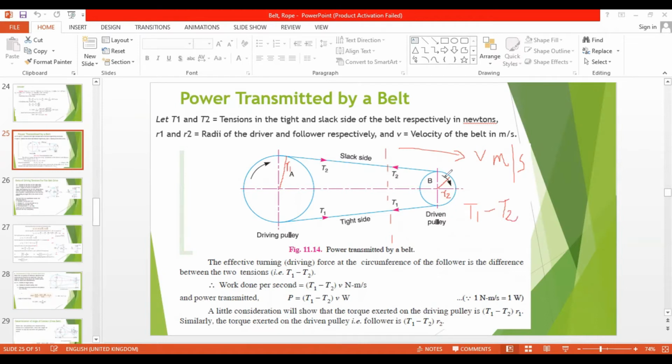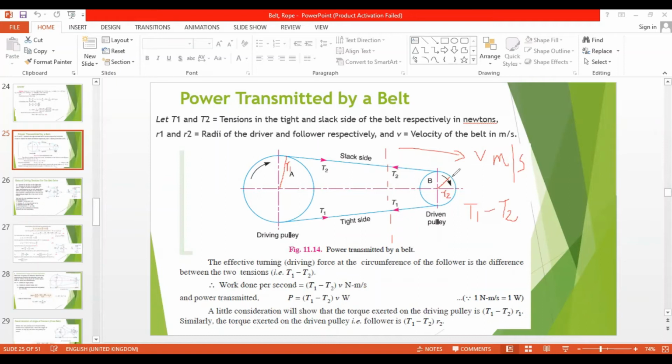Since this is moving this way and this is the tight side, the tension is in this way, that is T1. And there is another tension on the top side, the slack side tension, that is T2. If there's a T1 tension this way and T2 tension that way, the resultant would be T1 minus T2, because these two act in opposite directions. We know T1 is higher than T2. So this T1 minus T2 is the effective force on the circumference of the follower.